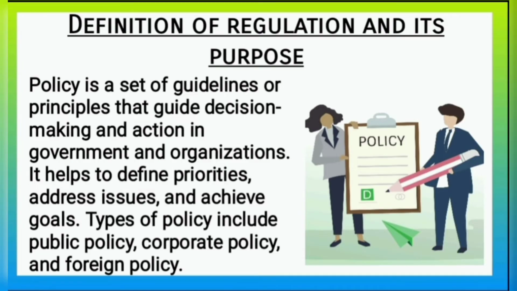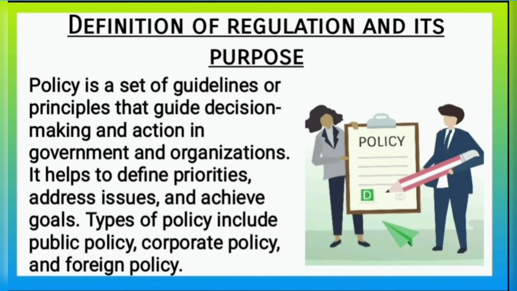Definition of regulation and its purpose. Policy is a set of guidelines or principles that guide decision-making and action in government and organizations. It helps to define priorities, address issues, and achieve goals. Types of policy include public policy, corporate policy, and foreign policy.